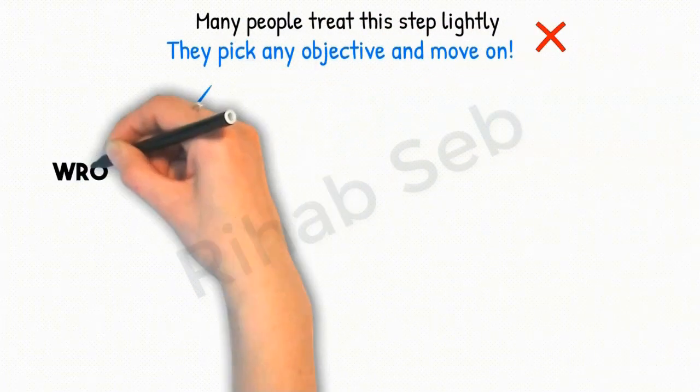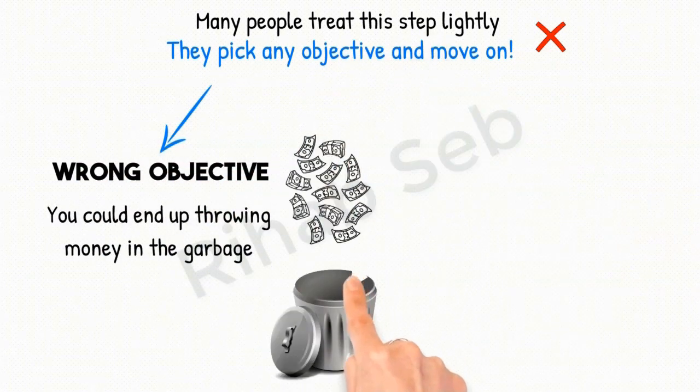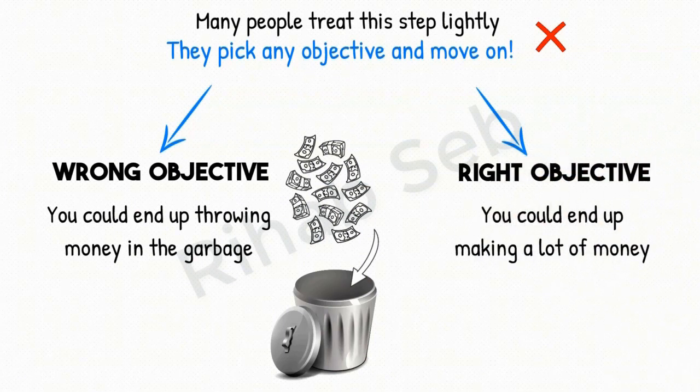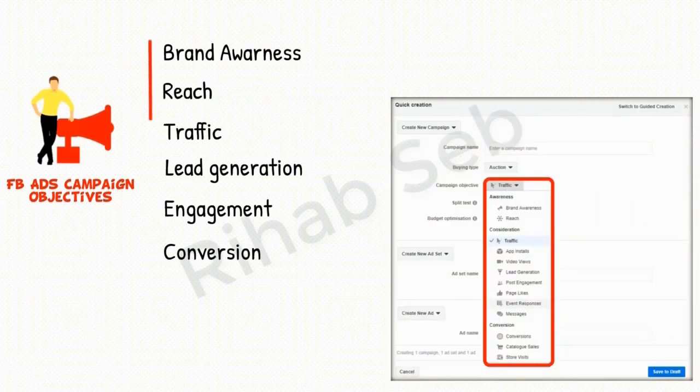Well, this is a very bad thing to do, because if you choose a bad objective, you could end up throwing money in the garbage. And if you choose the right one, you can end up making a lot of money. In this lecture, we will discover the different main objectives of a Facebook ads campaign, and I will show you the difference between all these objectives and tell you which one is the best for your e-commerce business.